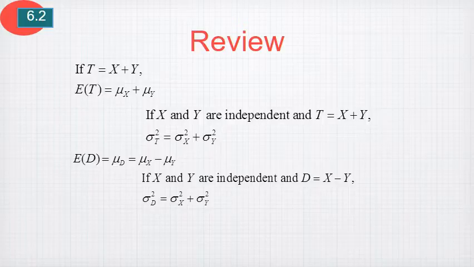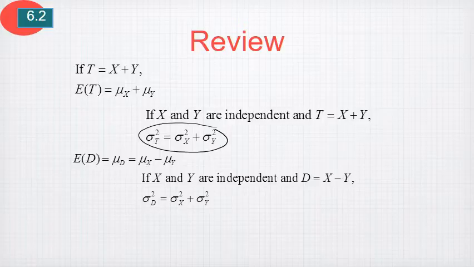If we need to calculate variance or standard deviation, remember that we can only calculate variance first. In order for that to happen, x and y have to be independent, and our total has to equal x plus y. If that's the case, then we can go ahead and calculate variance. So our variance for our total is going to be our variance for x plus our variance for y. And remember, again, that is squared. So if I need to get the standard deviation, I would take the square root of that.